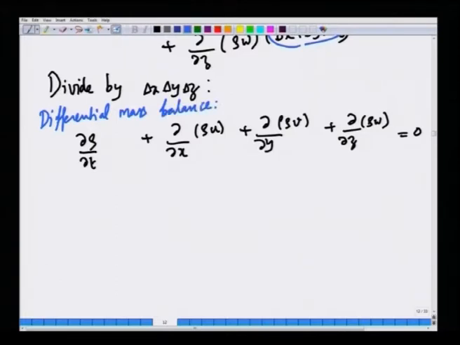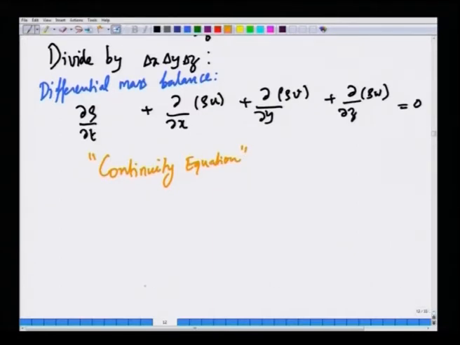It is valid at each and every point in the flow. So, that is why you have differentials. Now, this equation is valid at each and every point in the fluid. So, this is also called the continuity equation. Okay. Now, we can do some simplification of this, or make this equation written in a more compact form.